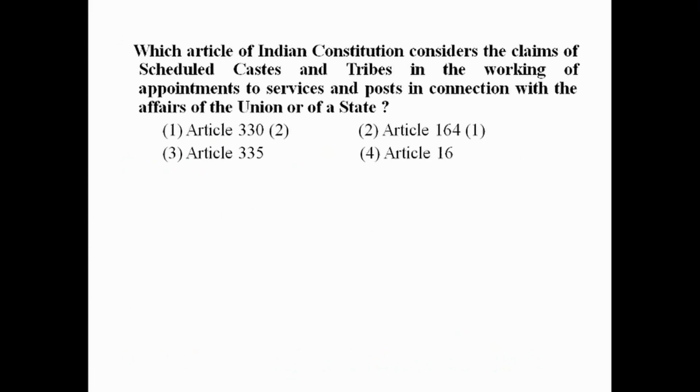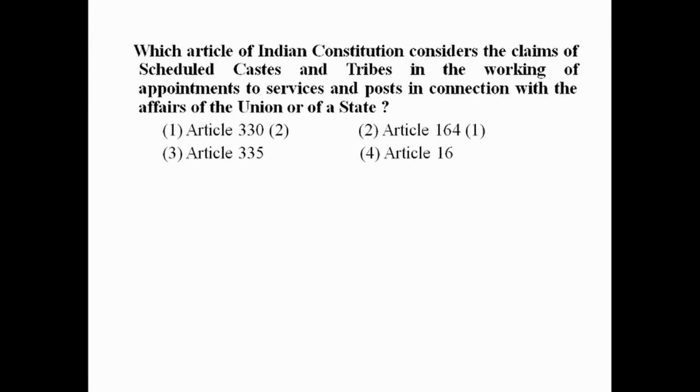Next question. Which article of Indian Constitution considers the claim of scheduled castes and tribes in the working of appointments to services and posts in connection with the affairs of the Union or of a state? Option 1, Article 330, Clause 2. Option 2, Article 164, Clause 1. Option 3, Article 335. And Option 4, Article 60.